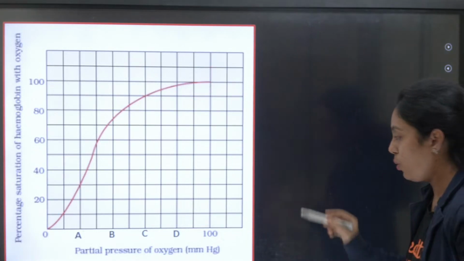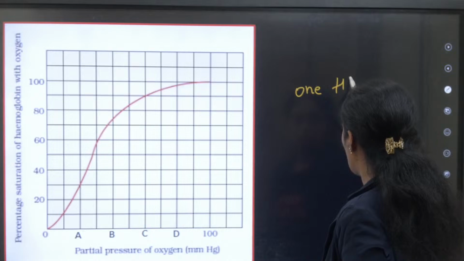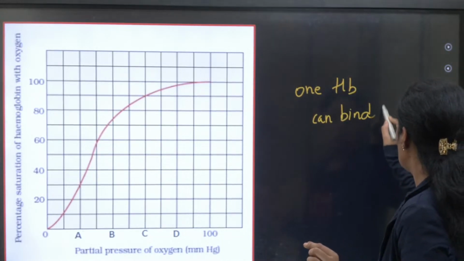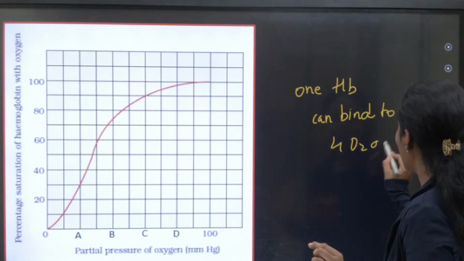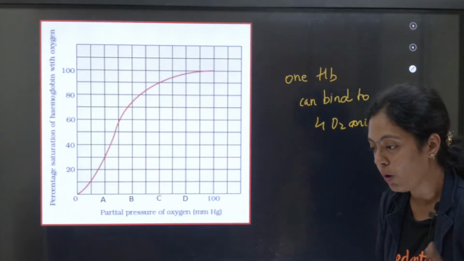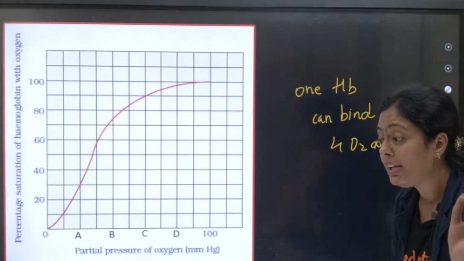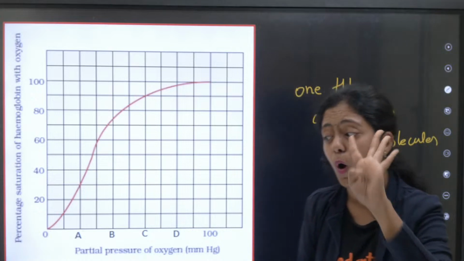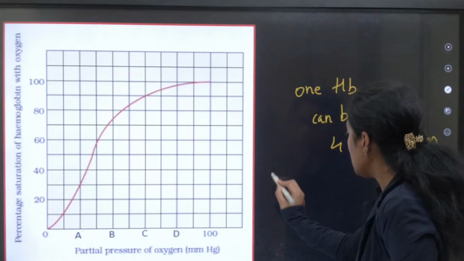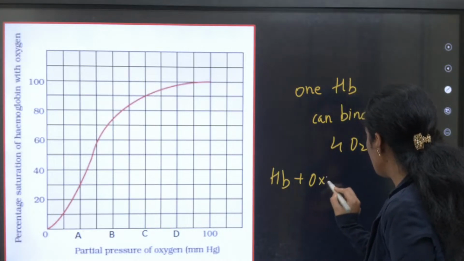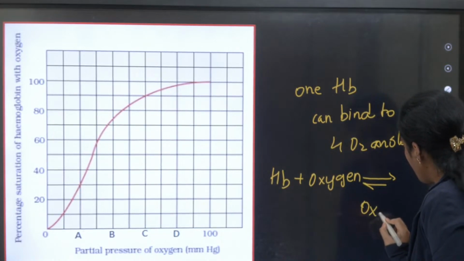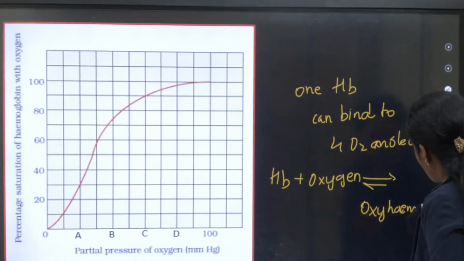Another important point: one hemoglobin molecule, guys, can bind to 4 oxygen atoms. Sorry, 4 oxygen molecules. One hemoglobin can bind to 4 oxygen molecules. This is a very, very important question. They can ask you. So hemoglobin with oxygen, we call it oxyhemoglobin. What do we call it? Oxyhemoglobin.